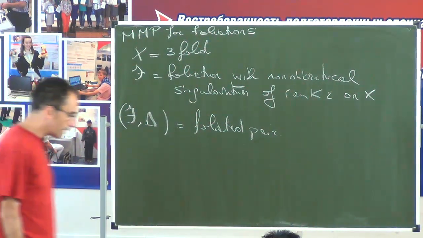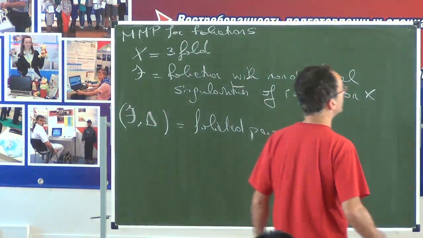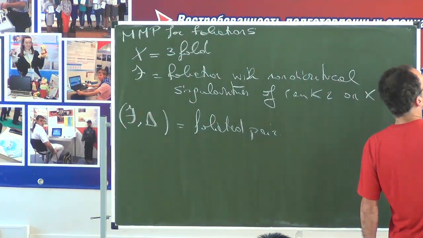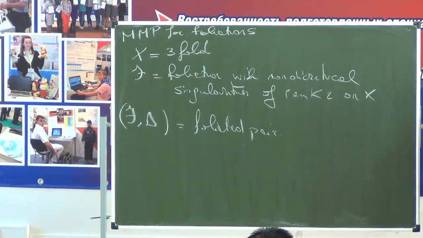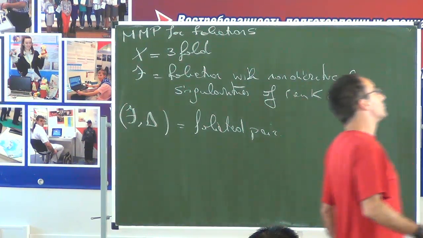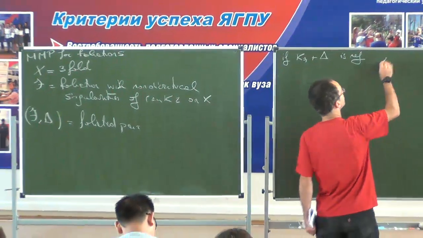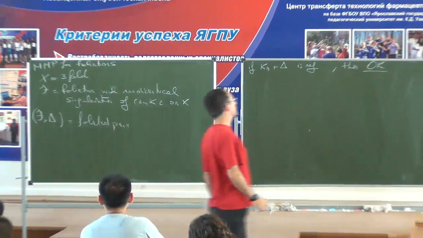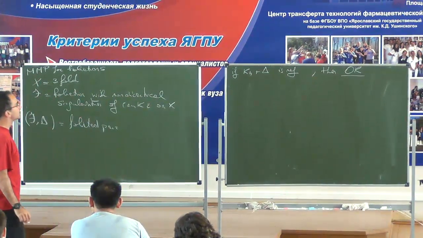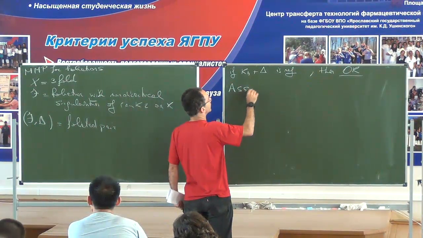Okay, so what we're going to do is exactly the same as what we did yesterday, following Mori's program, namely, if K_F + Δ is nef, then there is nothing to do. We reached the minimal model, we didn't have to do anything. So we are happy. Okay, so we are going to assume that it is not nef.